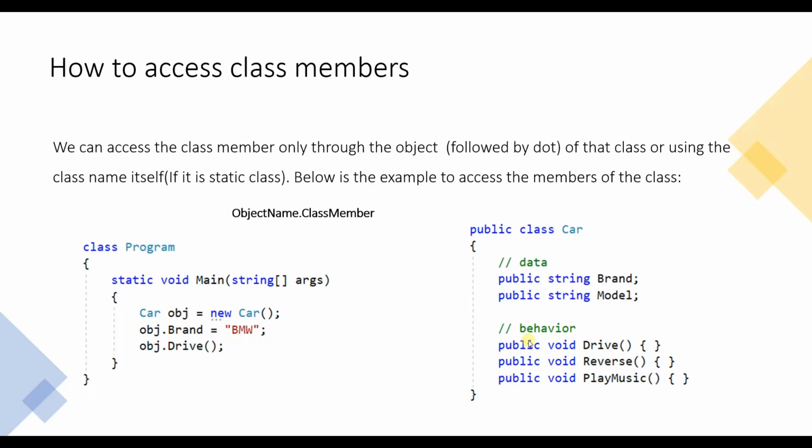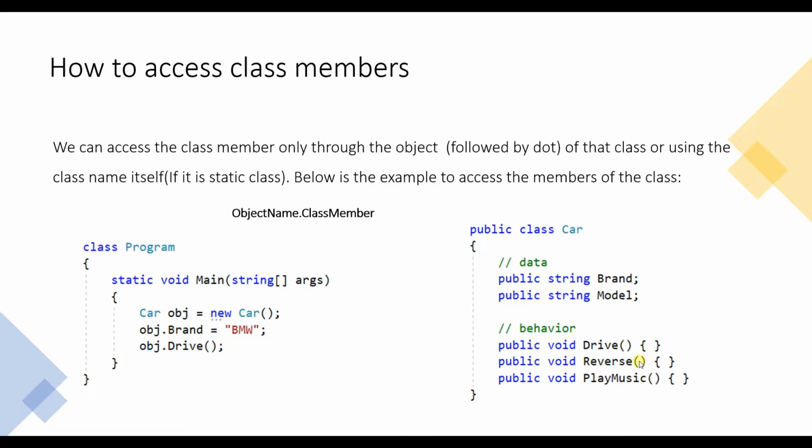The next thing is how to access the class members. So we can access the class member only through the object of that class, which is followed by the dot. So here you can see the syntax. We have to pass the object name, then the dot, and then the member of the class. So here we have our class with name car, and here we have these properties brand and model and their behavior, or you can say the methods of the car class are drive, reverse, play music.